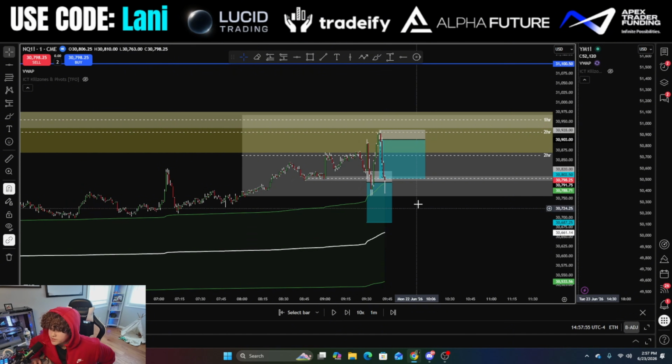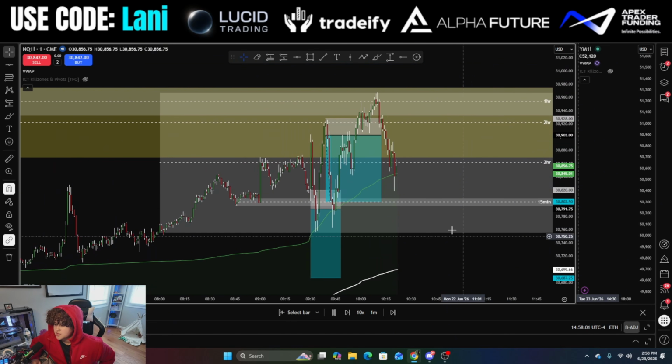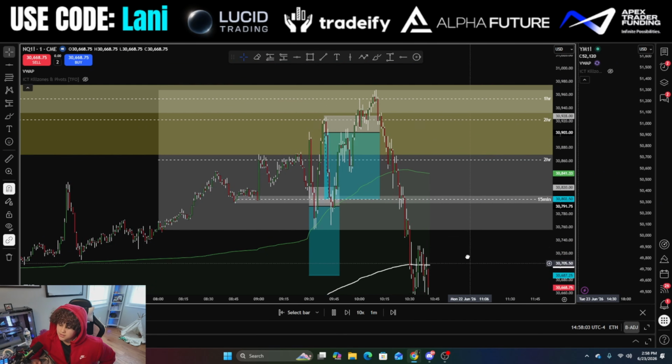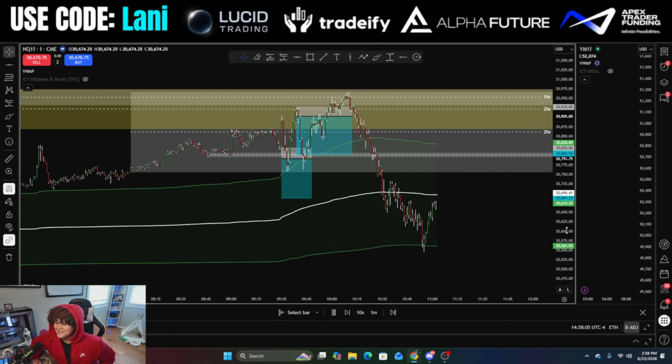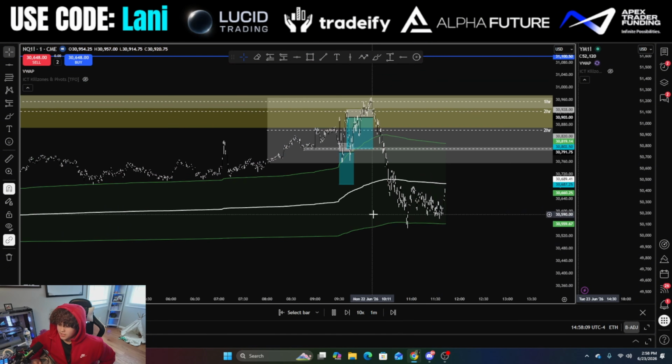And even though this was not the top of the day, the way the market plays out afterwards, the zone was clearly the top of the day. I mean, this could be the top of the week, right?